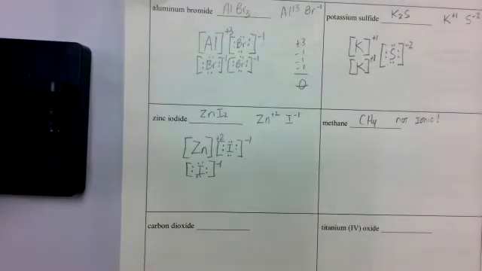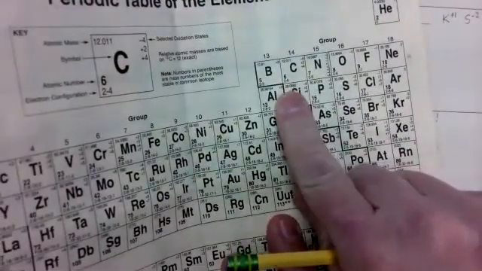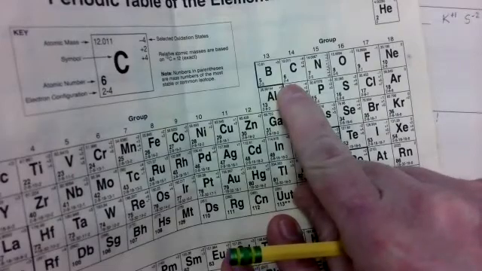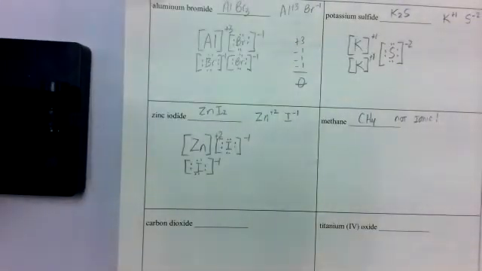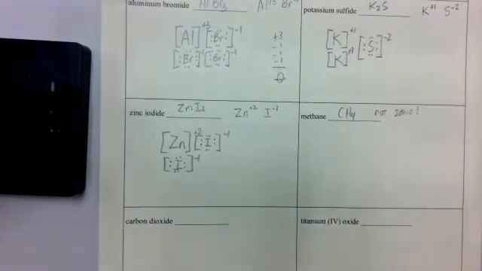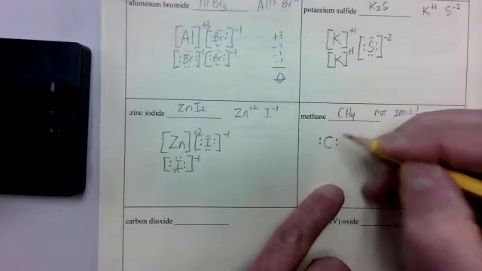Now, on the periodic table, which I'm going to show right here, carbon has a 2-4 electron configuration. Oh, it's even bigger right here, 2-4. We don't show the inside electrons. We only show the outside electrons. So we would show carbon with dots like this.